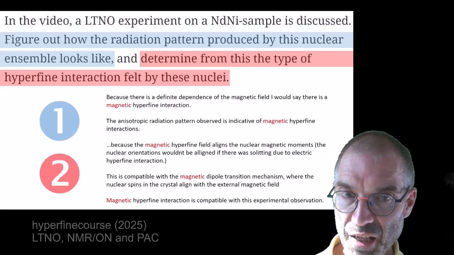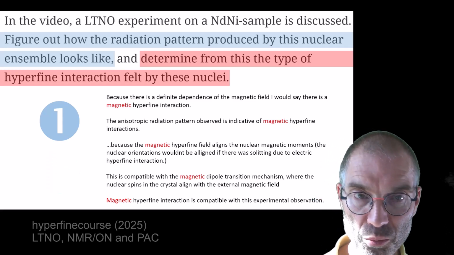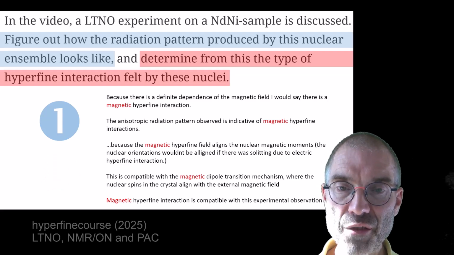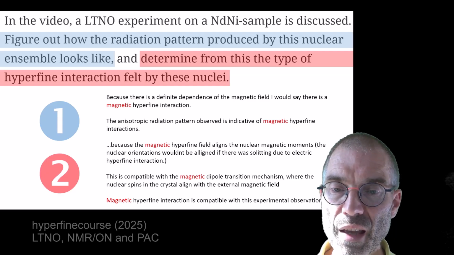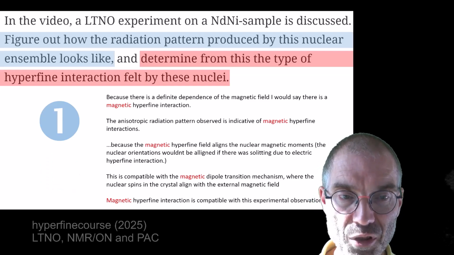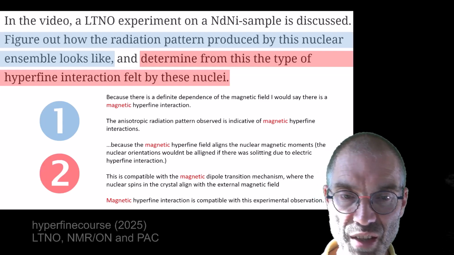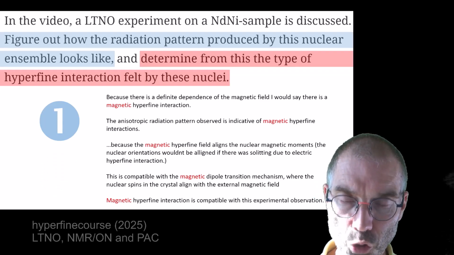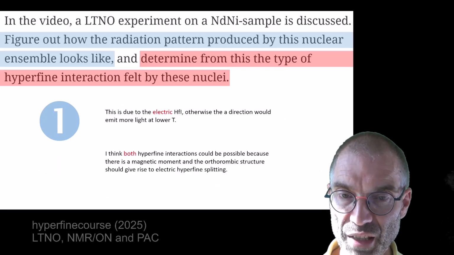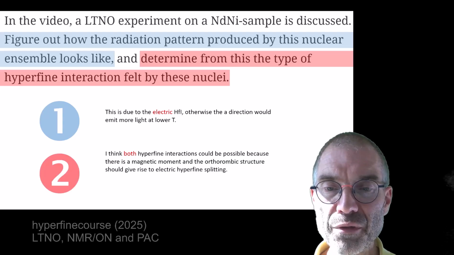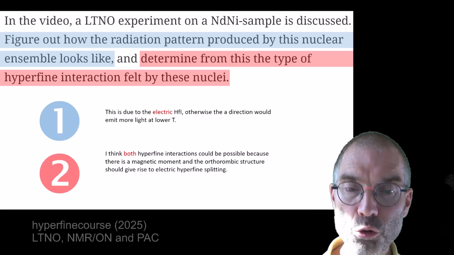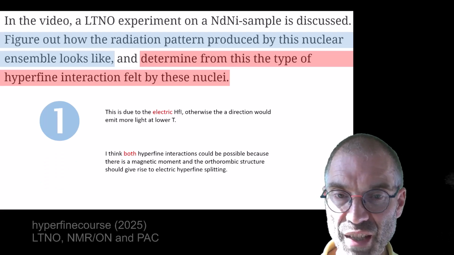Then comes the second point: determine from this radiation pattern the type of hyperfine interaction that is felt by these nuclei. And I list here five of your answers that gave the magnetic hyperfine interaction as an answer. Not everybody did agree with that. There is also one person who said it should be an electric hyperfine interaction, and another person answered, I think both types of hyperfine interactions can explain this.